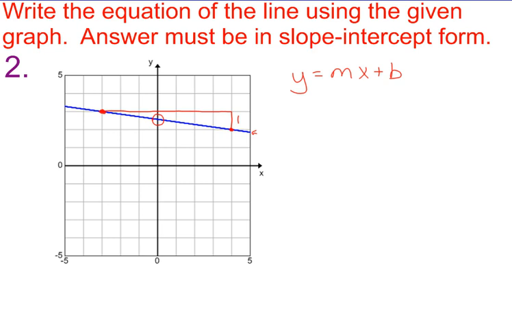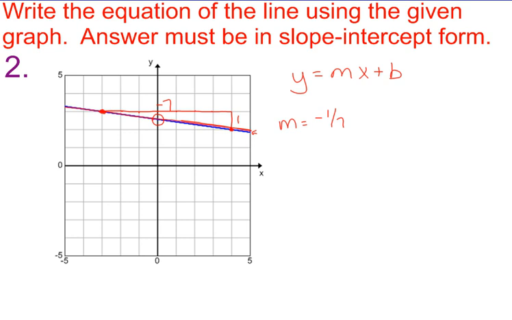Let's see. 1, 2, 3, 4, 5, 6, 7. My run is 7, but I went left, didn't I? So it's negative 7. So I would say the slope for this line is negative 1/7. Rise over run. On my line, if you look at it, it does look like it has negative slope also, right? So that makes sense. Now, I don't know the y-intercept. So how am I going to write the equation of this line knowing the slope but not knowing the b?